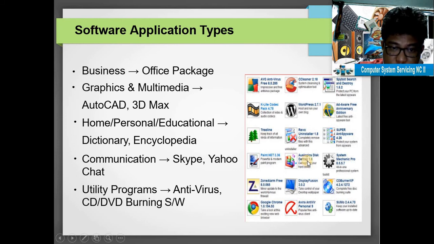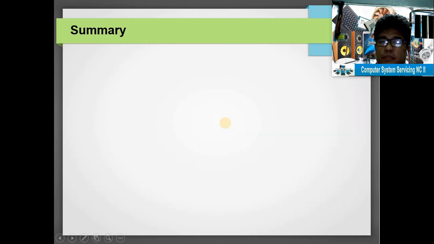We have for defragmentation, display fusion, Avira antivirus, Spybot, program for searching spyware, hardware for, of course, for adwares, CD burner, Zoom, and there's a lot more other than this. Those are my software application types.